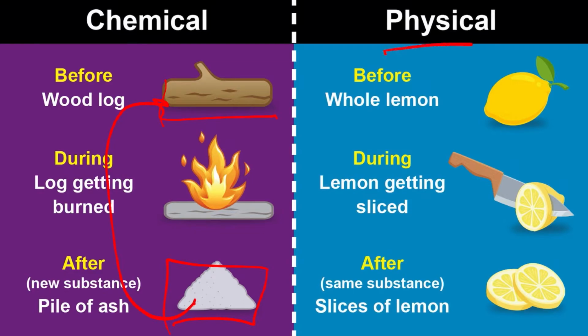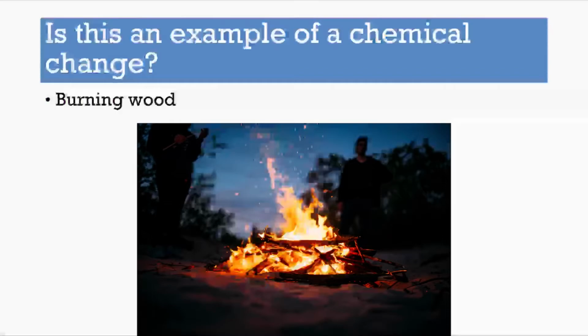Now, if we're looking at physical changes, let's look at this lemon. We're putting it through the change machine and it's getting sliced, but after, it's still a lemon. It's just a smaller piece of a lemon. You didn't make anything new. It is still a lemon.